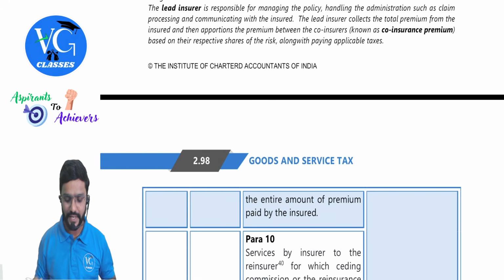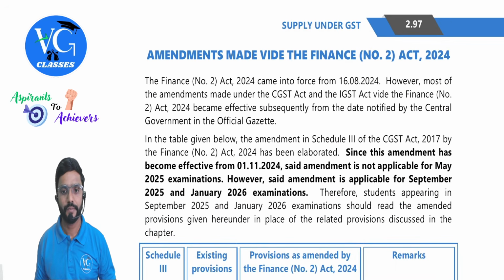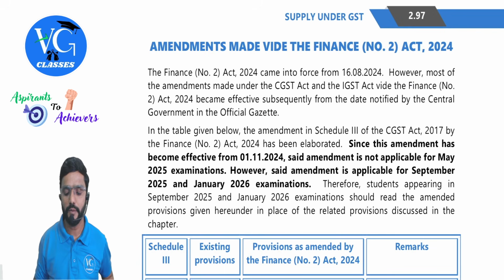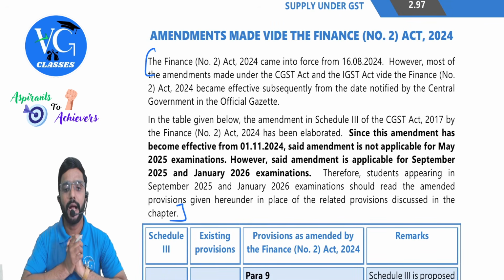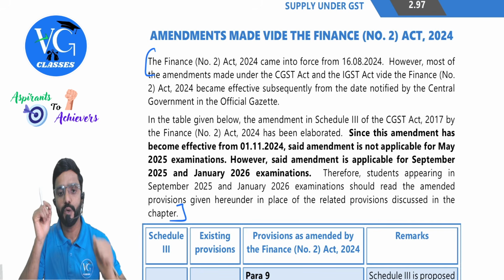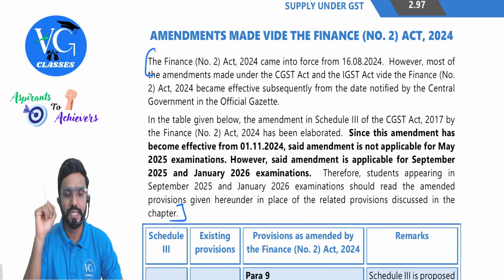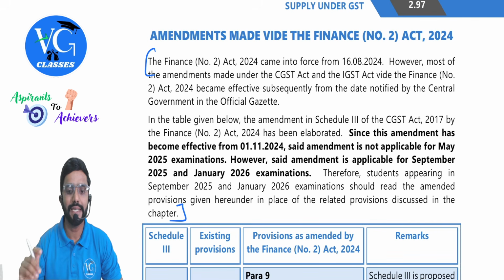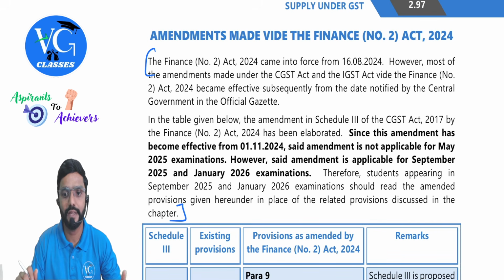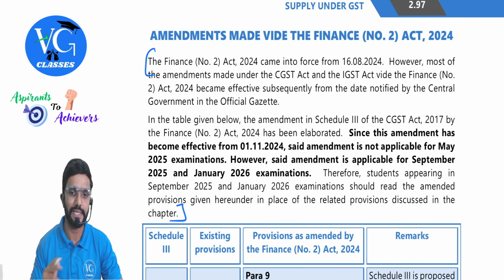So the first amendment is with respect to chapter 2, guys. But before I start, I will just read out whatever is the clarification given by the ICAI. Amendments made via the Finance (No. 2) Act 2024. The Finance (No. 2) Act 2024 came into force from 16th August 2024. However, most of the amendments made under the CGST Act and IGST Act, while the Finance (No. 2) Act 2024, became effective subsequently from the date notified by the central government in the official gazette.